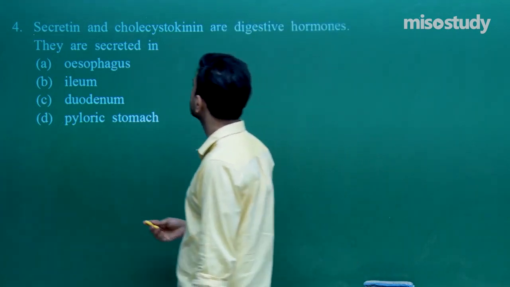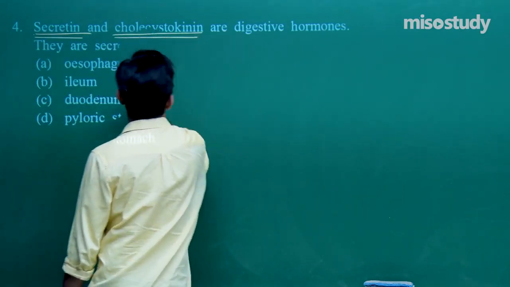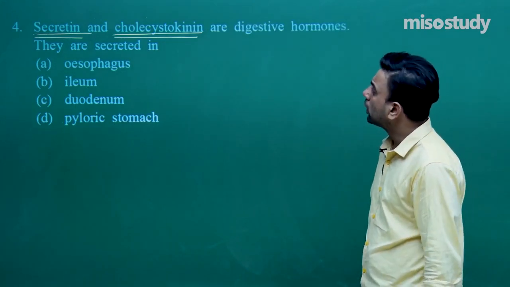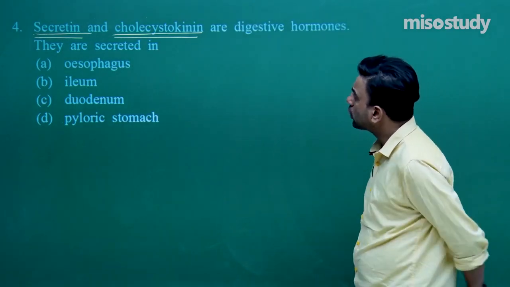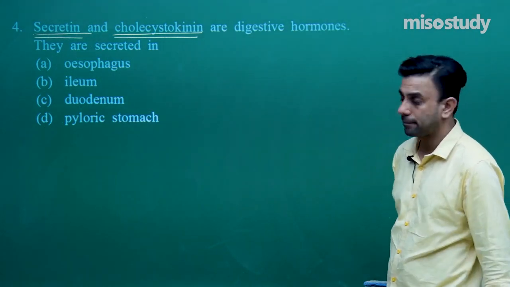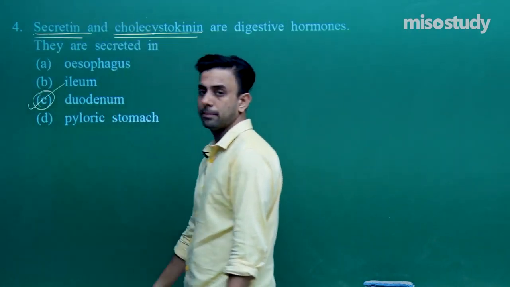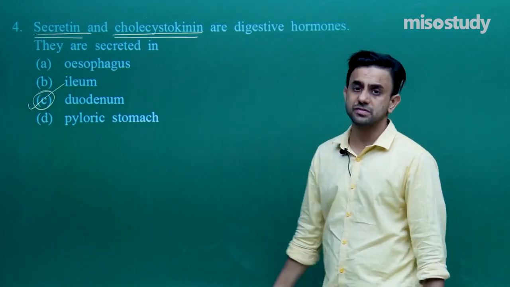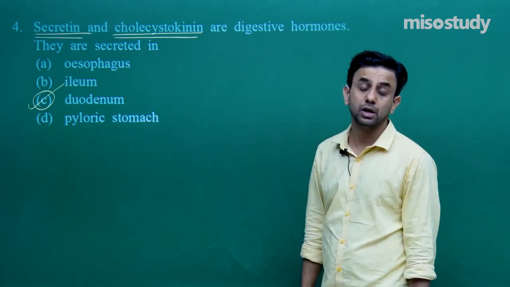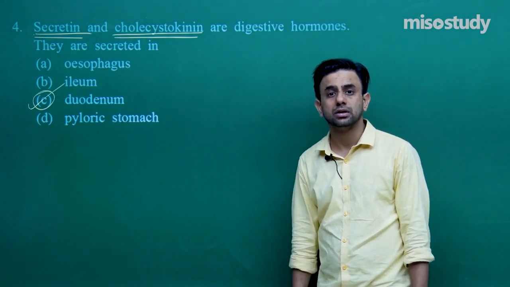So, secretin and cholecystokinin are digestive hormones, right. First of all, both secretin and cholecystokinin are digestive hormones that are secreted in the duodenum, okay. So the answer to this would be duodenum. And the duodenum, we know, is the first part of the small intestine: the duodenum, the jejunum, and the ileum. The duodenum is that part of the small intestine which is uncoiled, okay. Then starts the highly coiled part, right.